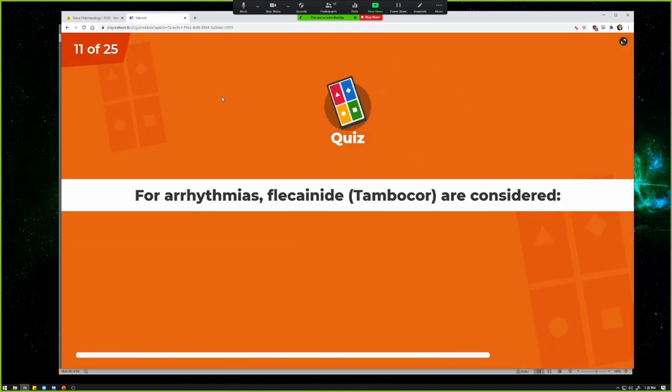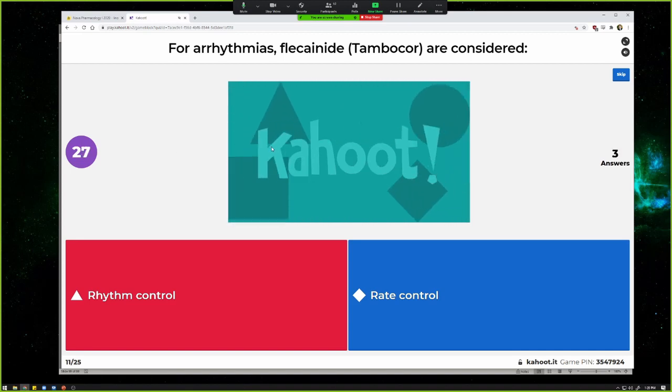So for arrhythmias, flecainide or amiodarone, is it considered rhythm or rate control? What do you think?